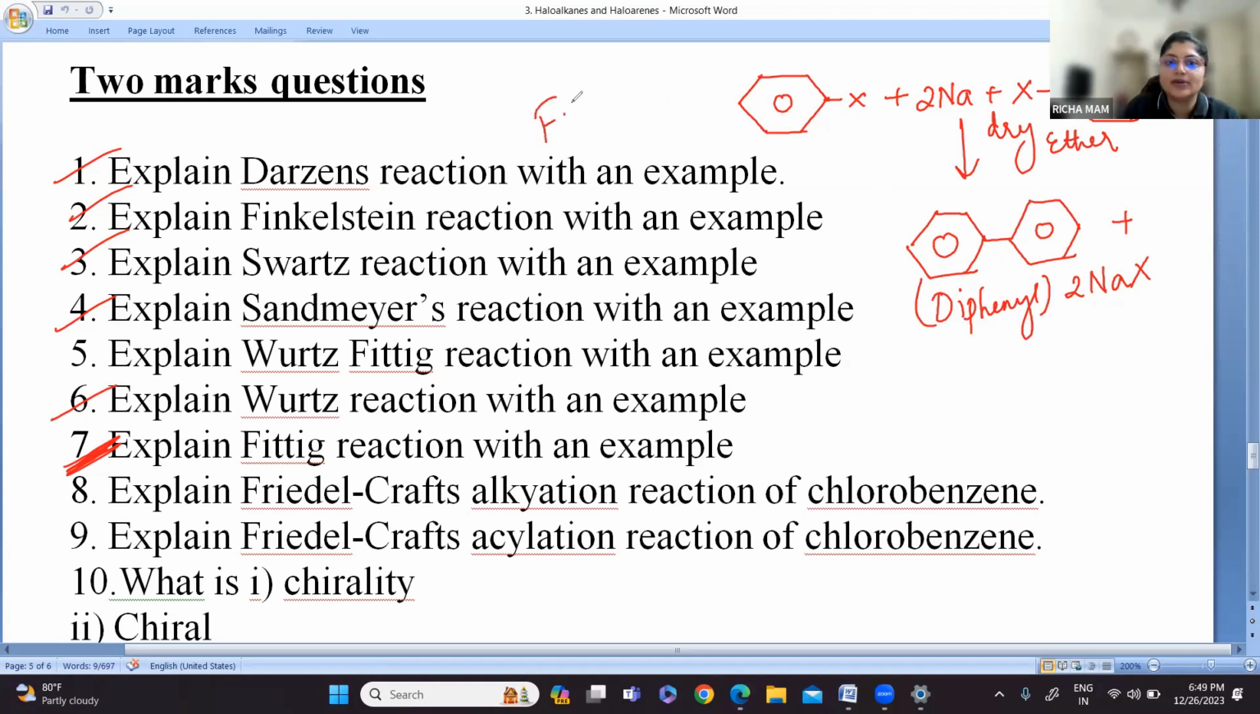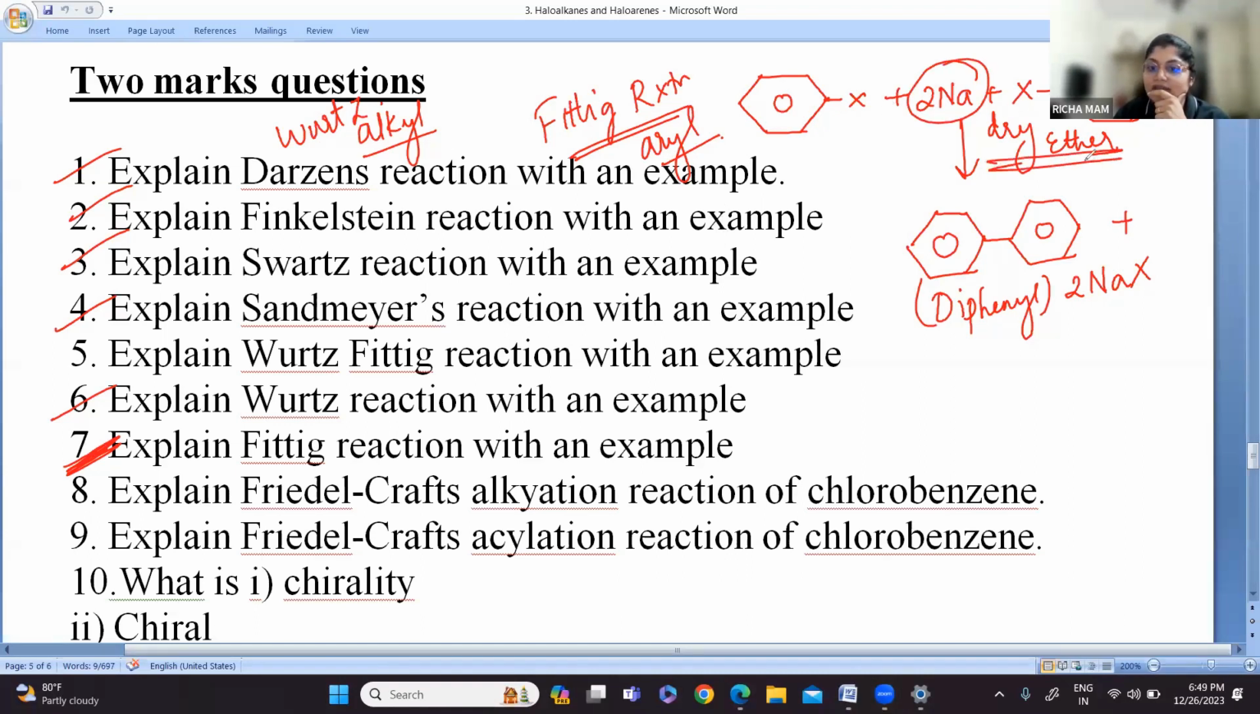Fittig reaction. I'm talking about the Fittig reaction. Remember that in Wurtz reaction, we are taking two molecules of alkyl halide. In Fittig reaction, we are taking aryl halides. So what is happening in the Fittig reaction? Aryl halides react with sodium metal in the presence of dry ether to give you diphenyl.